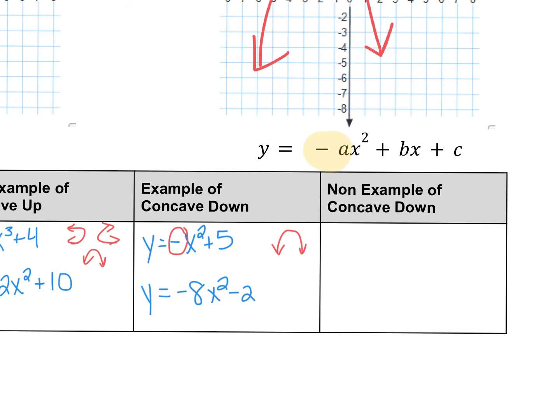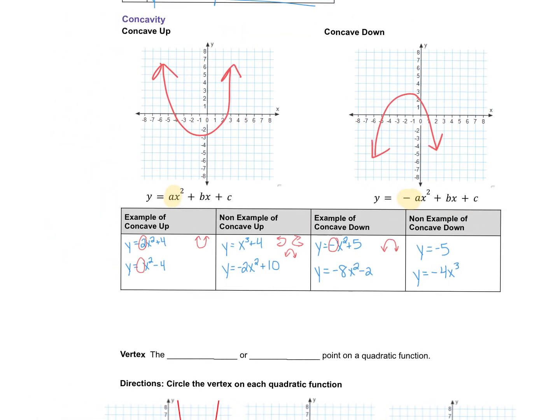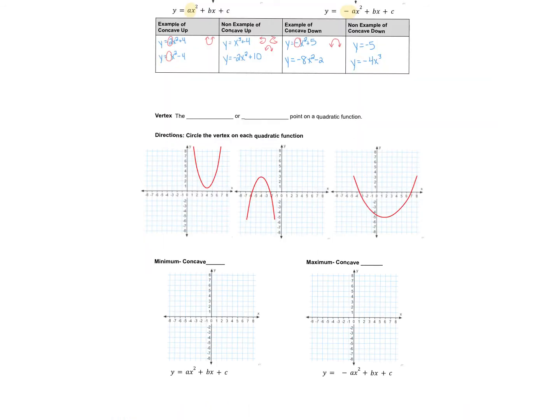Some non-examples, again, it doesn't have to be a quadratic, so it could be y equals negative 5. That's not an example of this. You could also have y equals negative 4x to the third. Okay. So now I want to go ahead and talk about a vertex. I promise this last part of the notes goes a little bit faster.